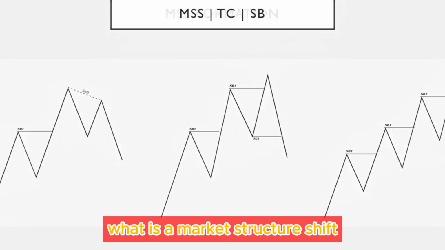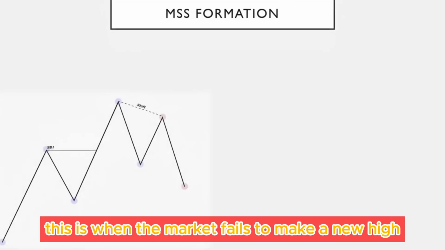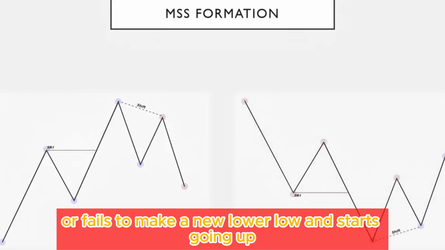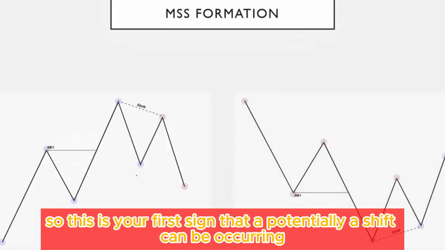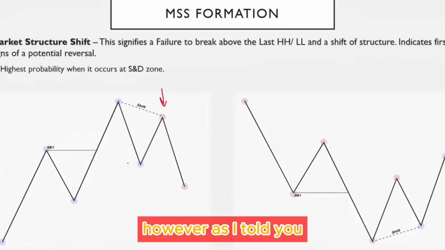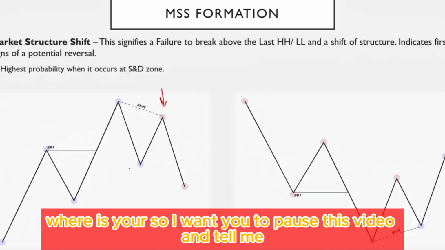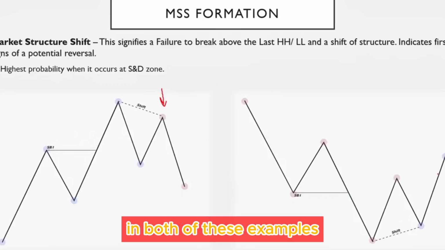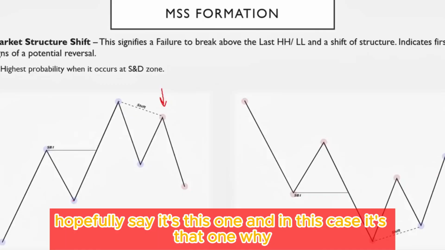Right? What is a market structure shift? This is when the market fails to make a new high and starts going down, right? Or fails to make a new lower low and starts going up. So this is your first sign that potentially a shift can be occurring. However, as I told you, where is yours? So I want you to pause this here and tell me, where is the strong high and low in both of these examples? Hopefully see, it's this one, and in this case, it's that one.